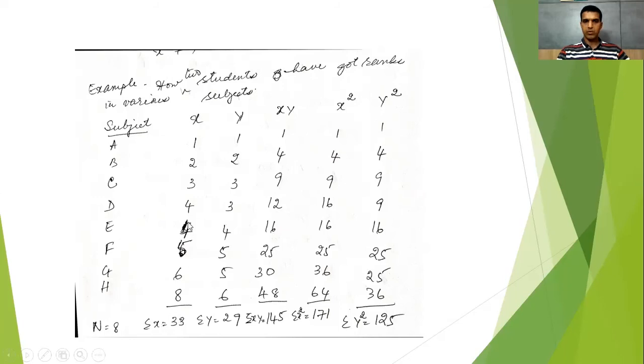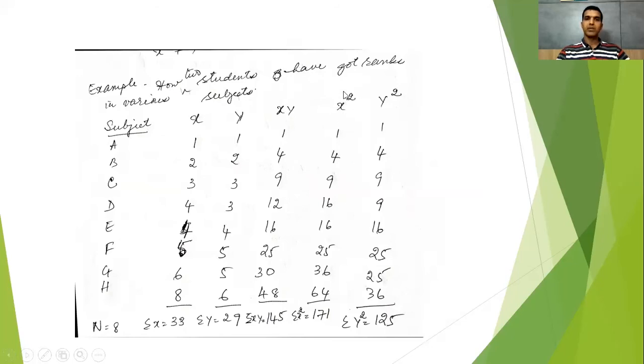Now here you also get this sigma x. That means you total the whole thing and you get sigma x, which is 33. Sigma y you get by totaling the second variable, so sigma y is 29. And sigma xy, you total the multiplication of x and y, and you get 145 for this problem.